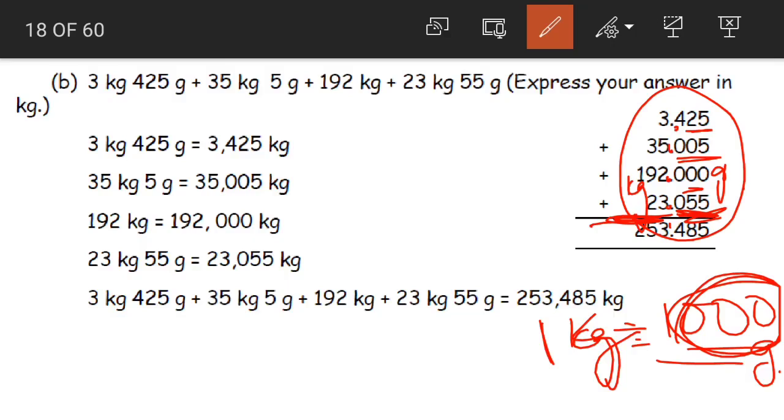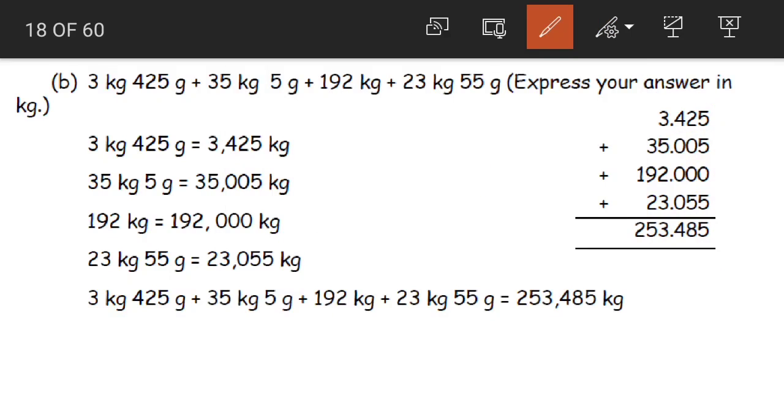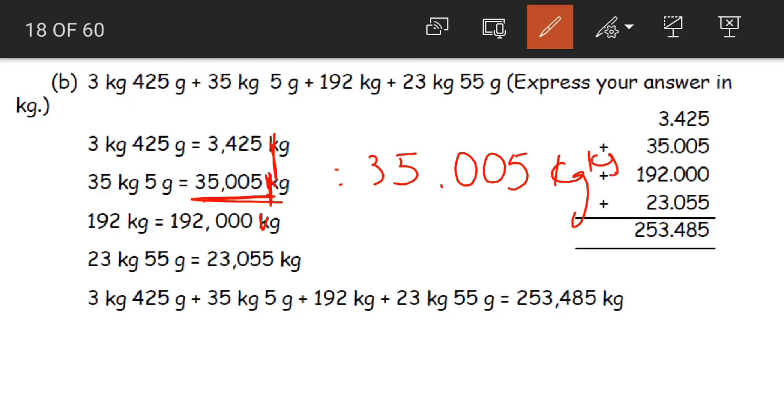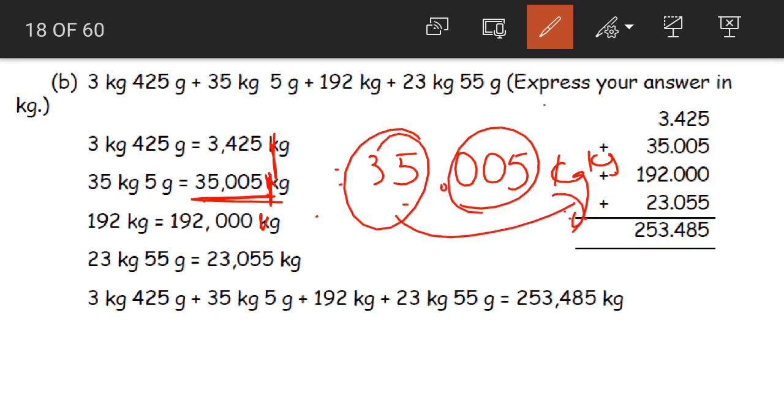Is this clear, children? Just now we have written 35,005 grams, which is nothing but 35.005 kilograms. This will be our kilograms. 35.005 kilograms. That is 35 kilograms and 5 grams. The decimal point here separates the kilograms and grams.